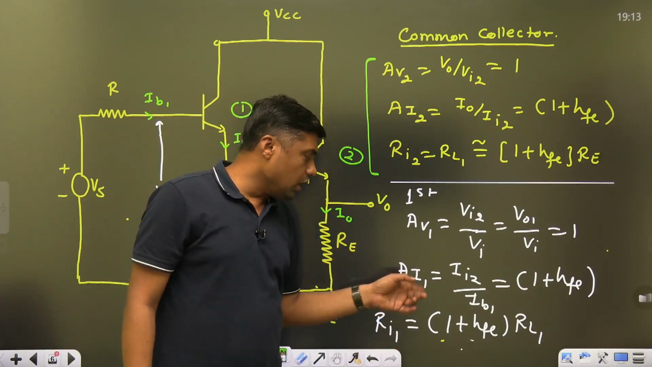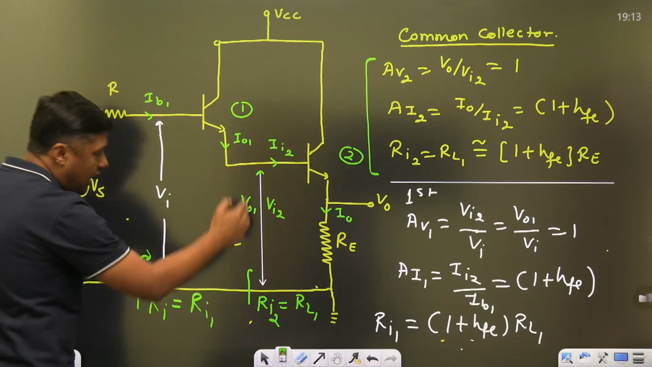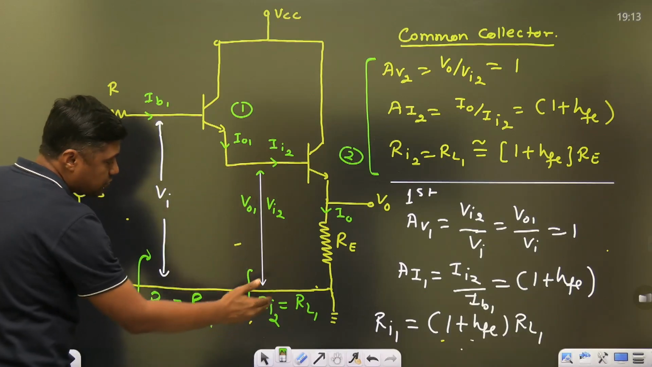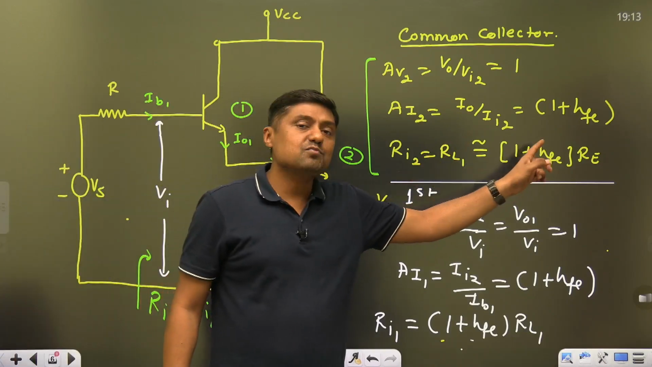वो हो जाएगा 1 plus HFE times of RL1. 1 plus HFE times of RL1. What is the resistance up to this point? RL1. But what is the RL1? 1 plus HFE times of RE.